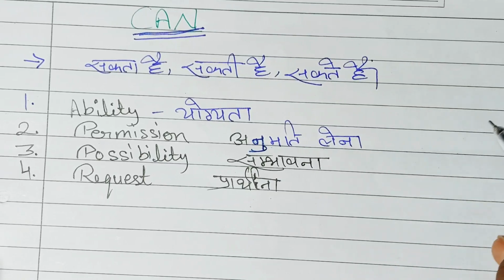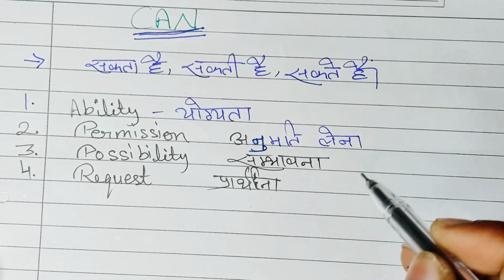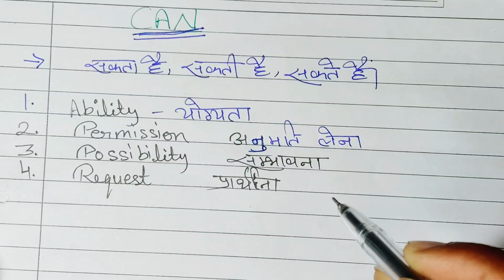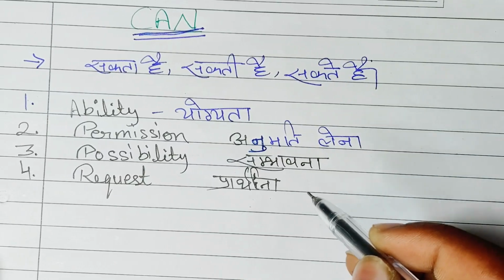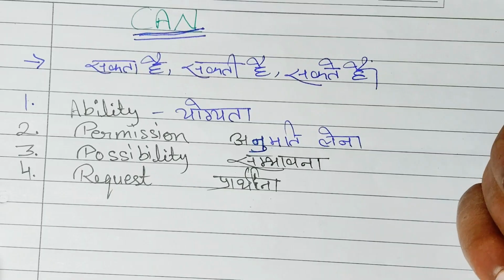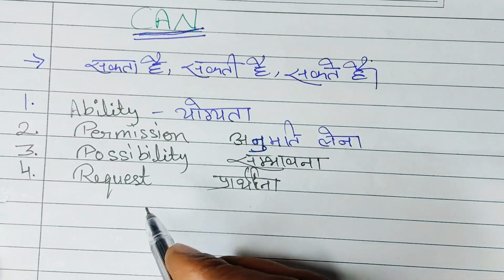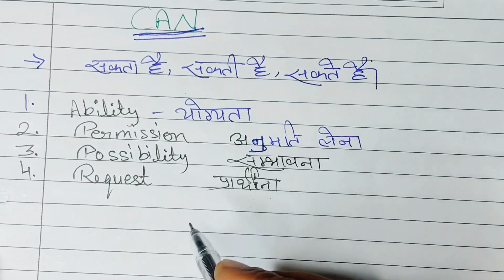Then, can I go there? You can also use could, but somewhere you can also use can. Like if you are asking your friend, can I open this door, or can I take this pen, or can I write this rule? Then you can use it there.